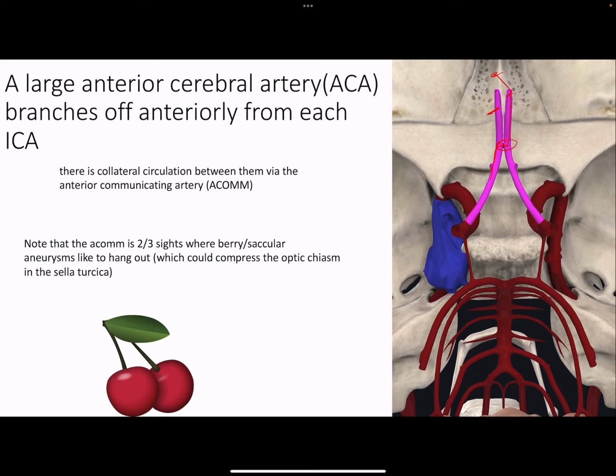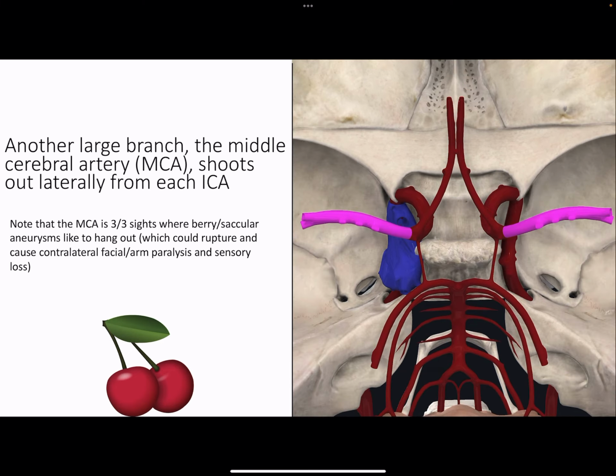And again, we have another place where we could have a berry aneurysm. What could be compressed now? Well, this is the sella turcica. That's where the pituitary goes, and that is near the optic chiasm. So you could get a bitemporal vision loss, which we'll get into. And then the MCA, which is probably the most important artery. This is the most common stroke site, and you're going to have contralateral loss of the arms and face. So you could also have a berry aneurysm here in addition to the MCA just having an ischemic, embolic, hemorrhagic, whatever type of stroke.